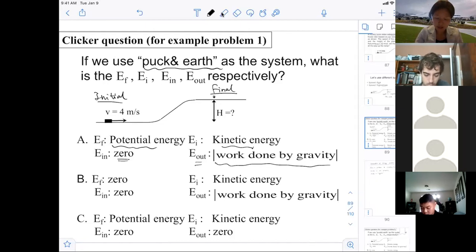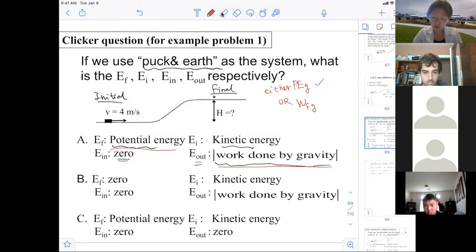So what do we say? You either have potential energy or you have work done by gravity. Either or. You cannot have both of them show up in the same equation. You have chosen Earth to be in your system, so you have potential energy. That's what you chose.